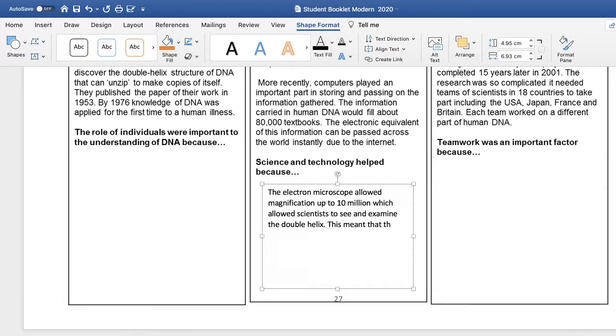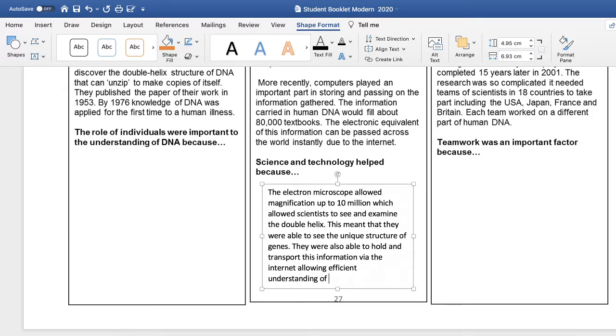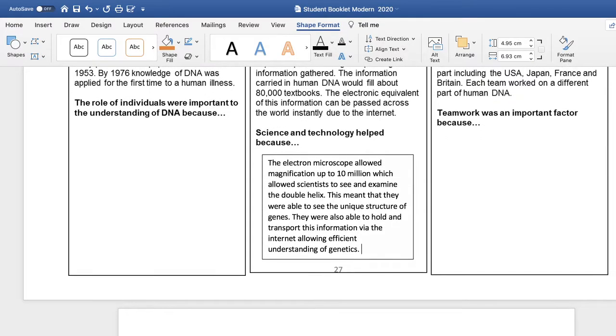This meant that they were able to see the unique structure of genes. They were also able to hold and transport this information via the internet, allowing efficient understanding of genetics. So something like that, just to explain how it helped.